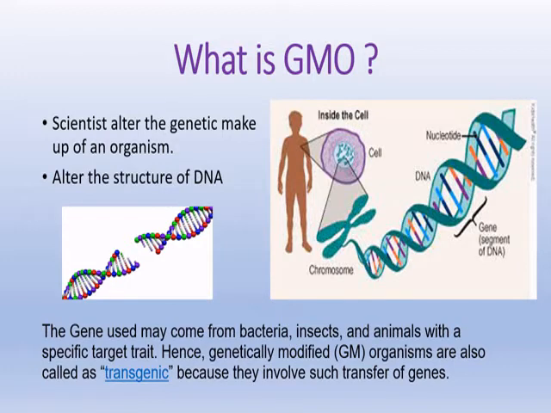For example, by taking corn and inserting a gene in the corn, they make the corn now resistant to herbicide sprays. So they can spray a weed killer, which will kill all the weeds, but the corn does not die. But because they use a gene from another type of organism, they now call it a transgenic organism, because it involves the transfer of genes from one organism to another organism.